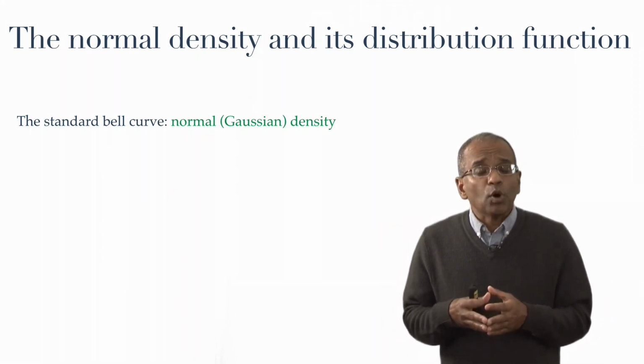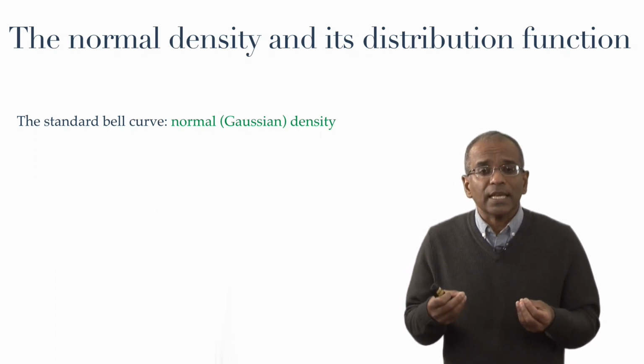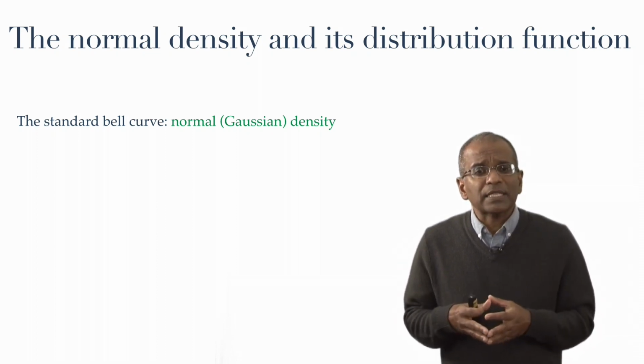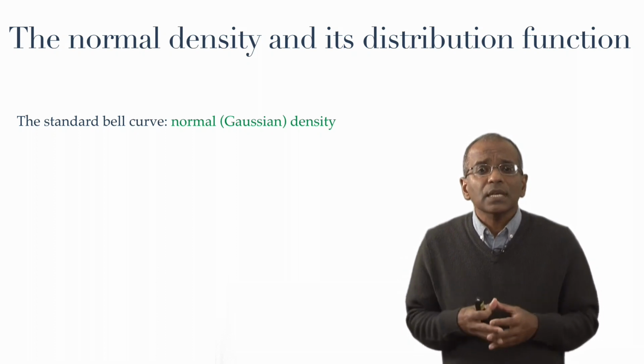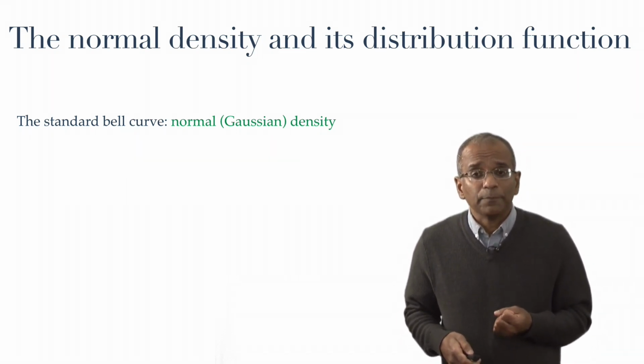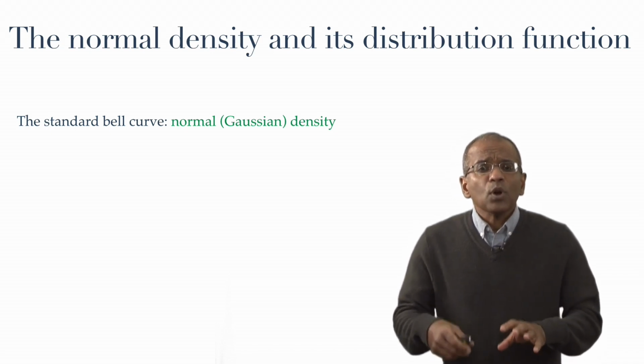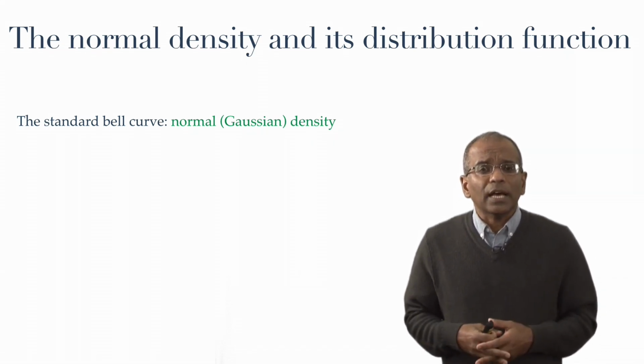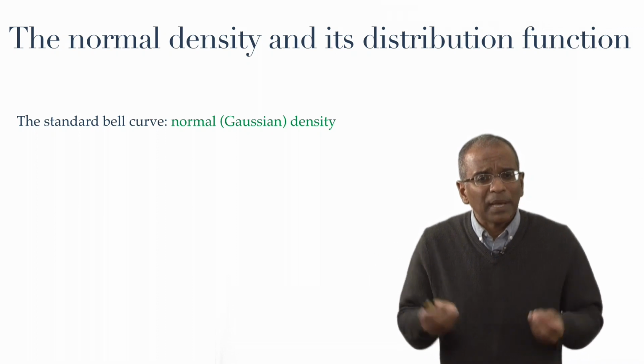It is also in some quarters called the Gaussian density. The first person to make extensive use of this was Carl Friedrich Gauss in the early part of the 19th century. So, we're all familiar with the bell curve. Well, what is it formally and mathematically?